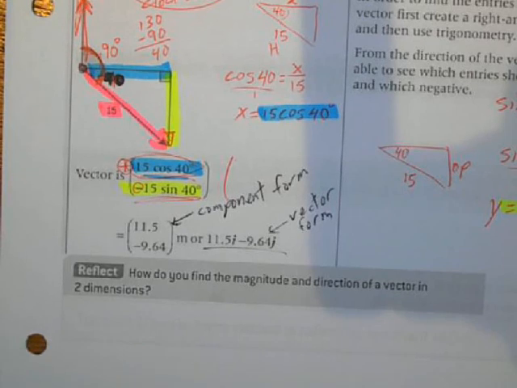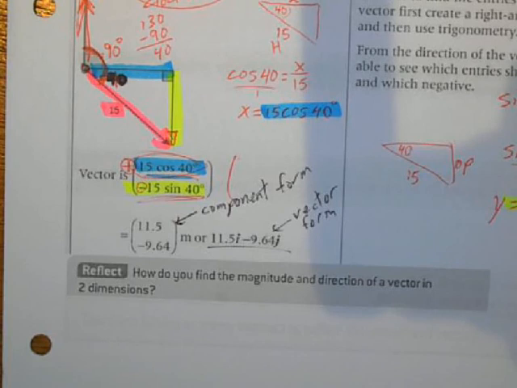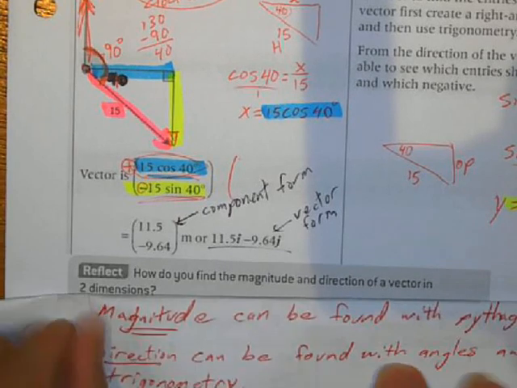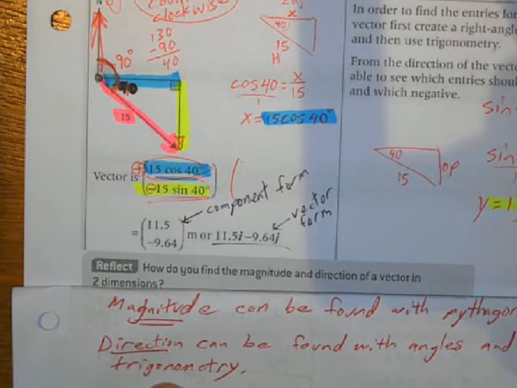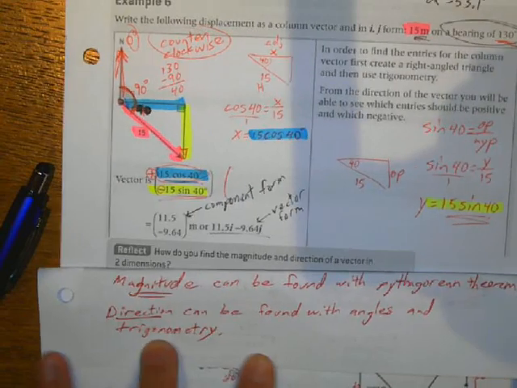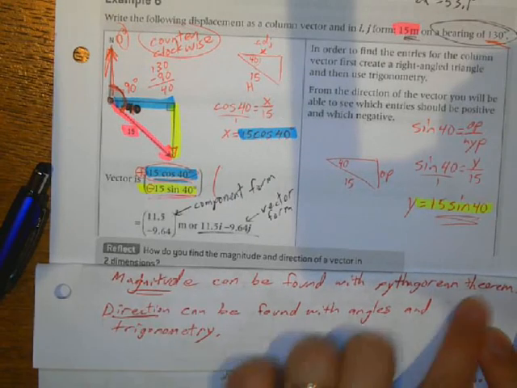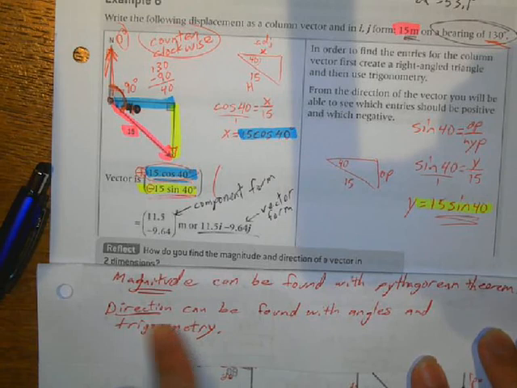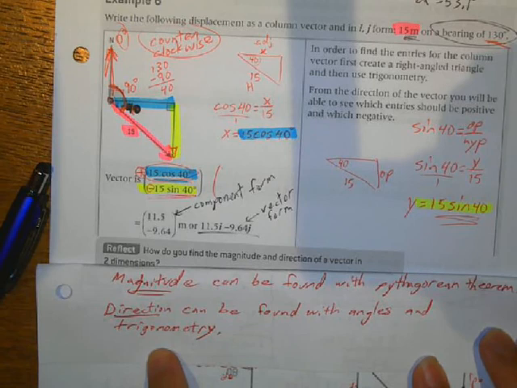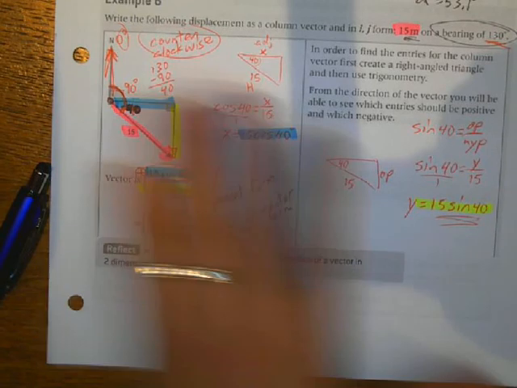So you may want to hit pause. So magnitude can be found using Pythagorean theorem, and the direction can be found using angles and trigonometry. You might want to hit pause to copy this down. Okay, next page.